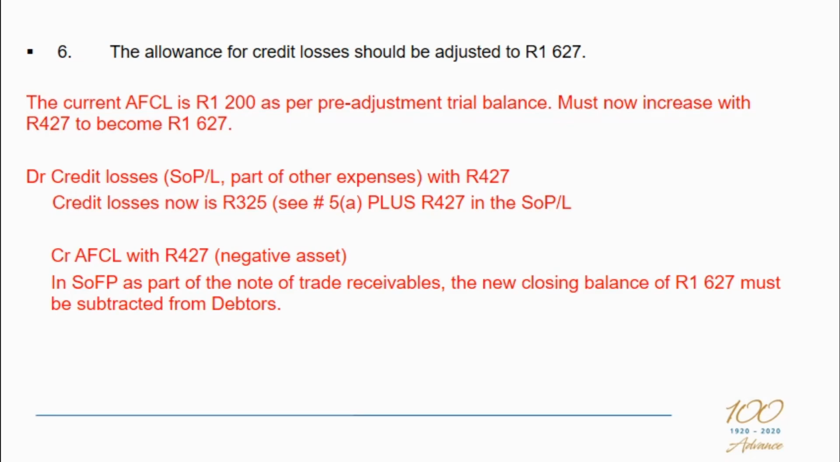The allowance for credit losses itself is a negative asset, and when it increases, it will be credited. So this 427 Rand will now be credited, so that in the statement of financial position, as part of the note of trade receivables, the new closing balance of 1,627 Rand will in the end be deducted from my debtors.